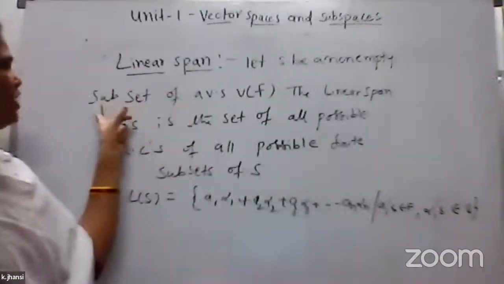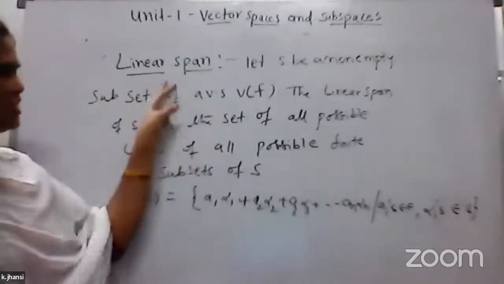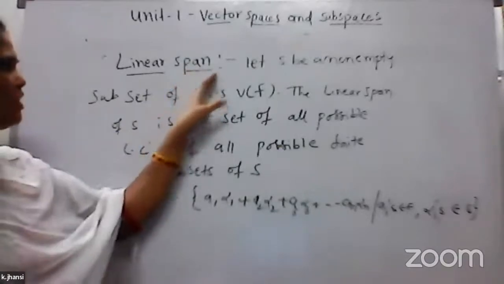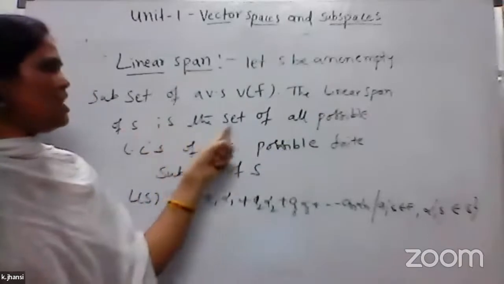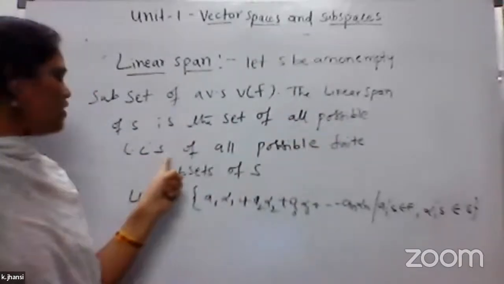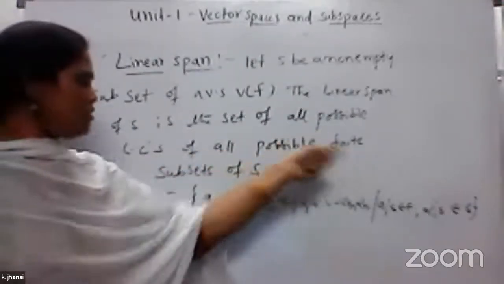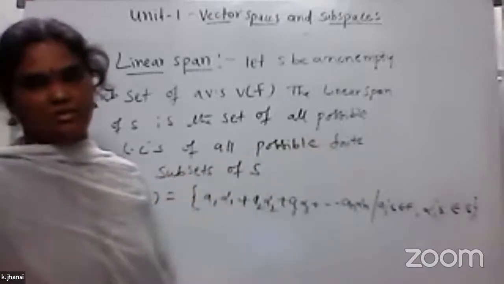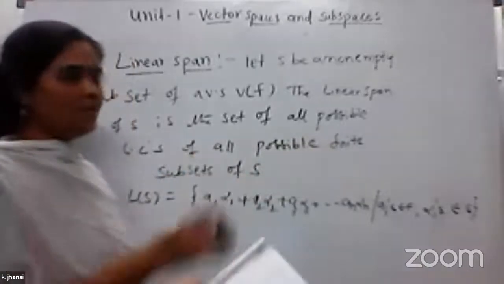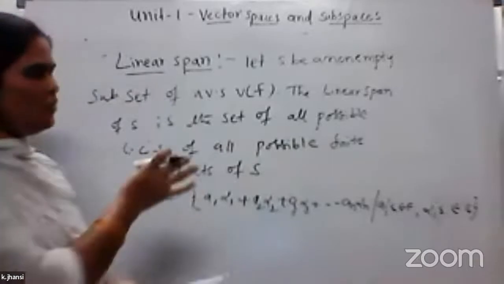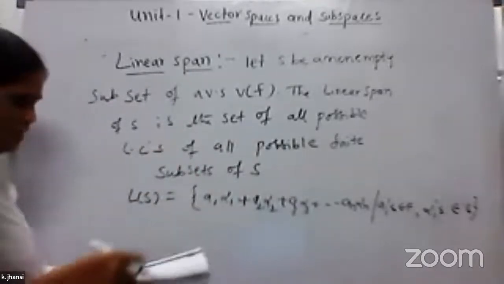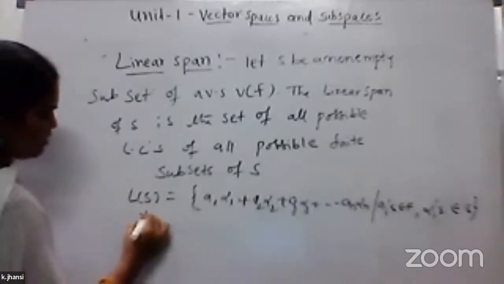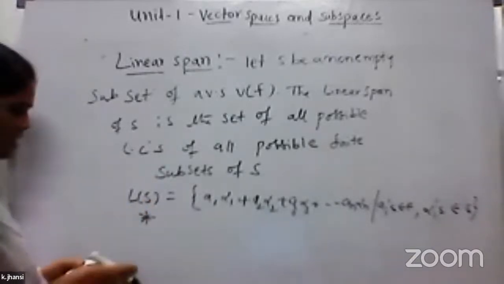Let S be a non-empty subset of V. I have just written S subset or equal to V; that is only the sentence. The linear span of S is the set of all possible linear combinations of all possible finite subsets of S. Okay, whatever I have explained, those are all linear combinations. If you write them as one set, that is called a linear span.